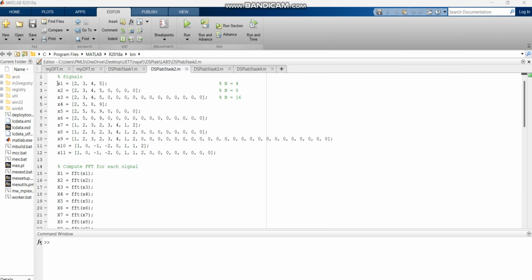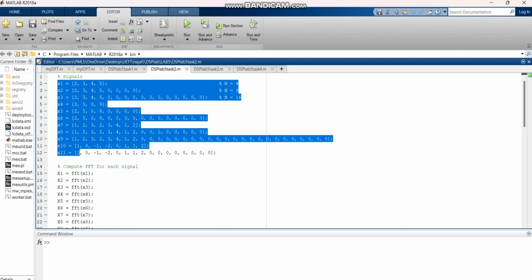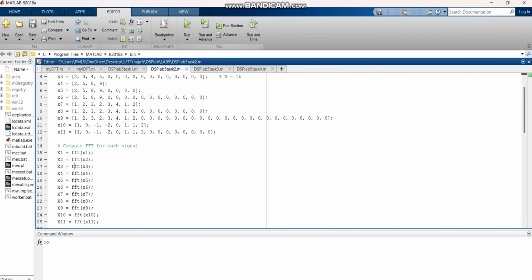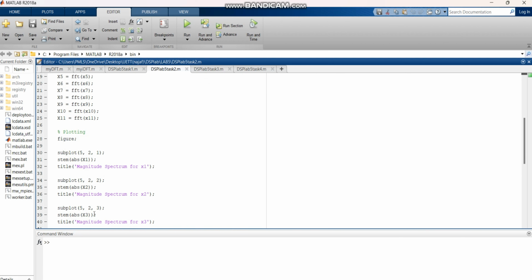Here we have several input signals from x1 to x11 of different lengths. Next, we compute the fast Fourier transform for each signal using the inbuilt MATLAB function FFT, resulting in X1, X2 up till X11. For plotting, a figure is created to display the magnitude spectrum of each signal, and subplot is used to arrange the plots in a grid.